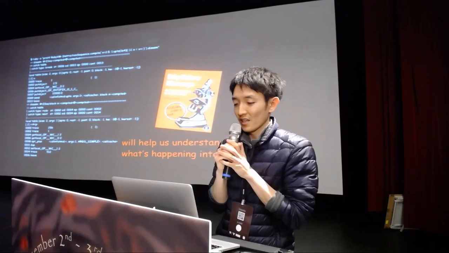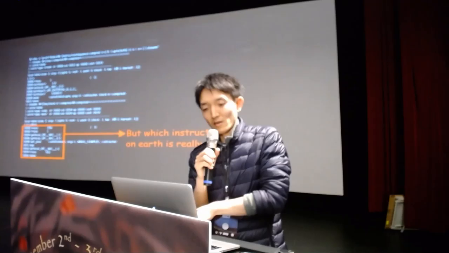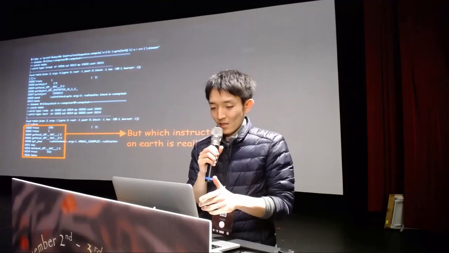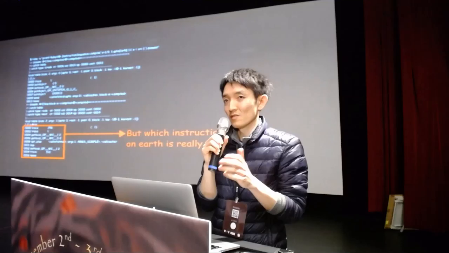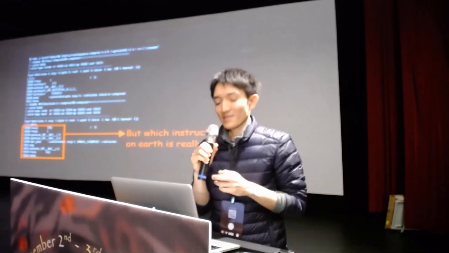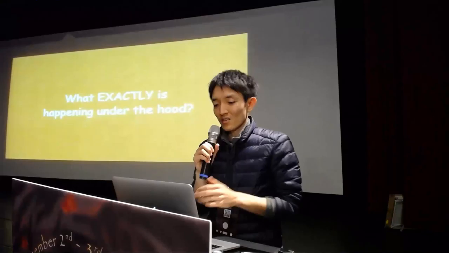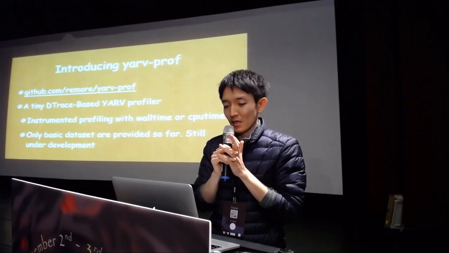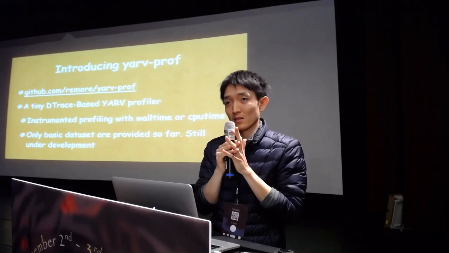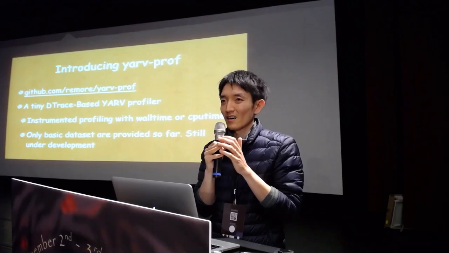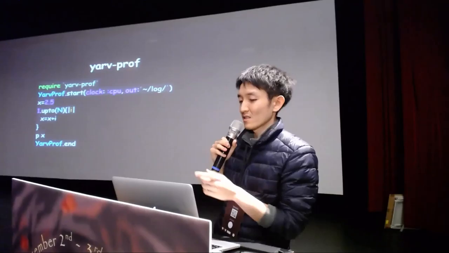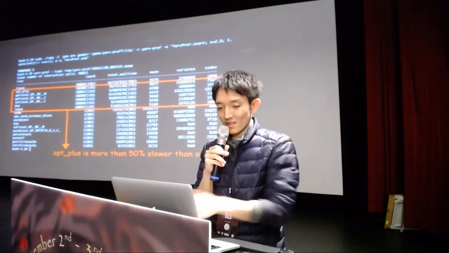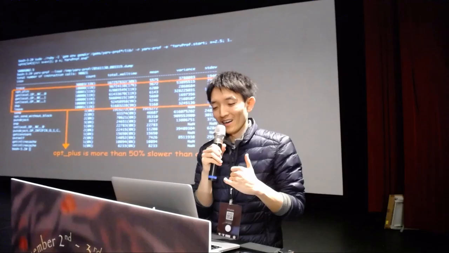Anyways, I won't explain the details here, but the problem is, we now know how this simple loop is expressed in the virtual machine world, but what is not yet clarified is which instruction is slow and which works fast. So what exactly is happening under the hood is still the problem. So I created a really simple, tiny tool which can profile the YARV behavior. It is just DTrace based functionality, so I did not change things very much because I just used DTrace APIs. You can use this YARV profiler like this, and the result looks like this, so that you can see which instruction took time and which instruction is slow.